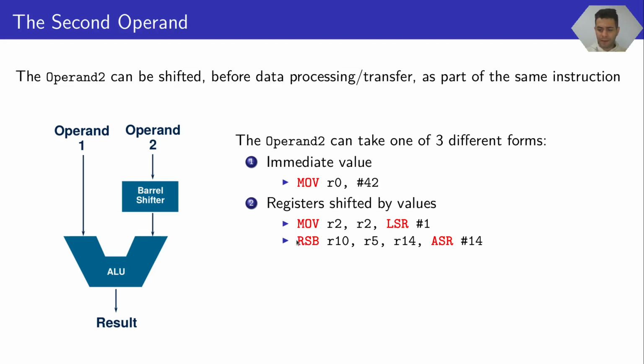RSB, you remember, is a reverse subtract. And what we're going to do here, let's start from the right. We are taking the value in R14 and performing an arithmetic shift right of 14 bits. Then the result is subtracted from the value contained in R5, and then we are writing back this result in R10.